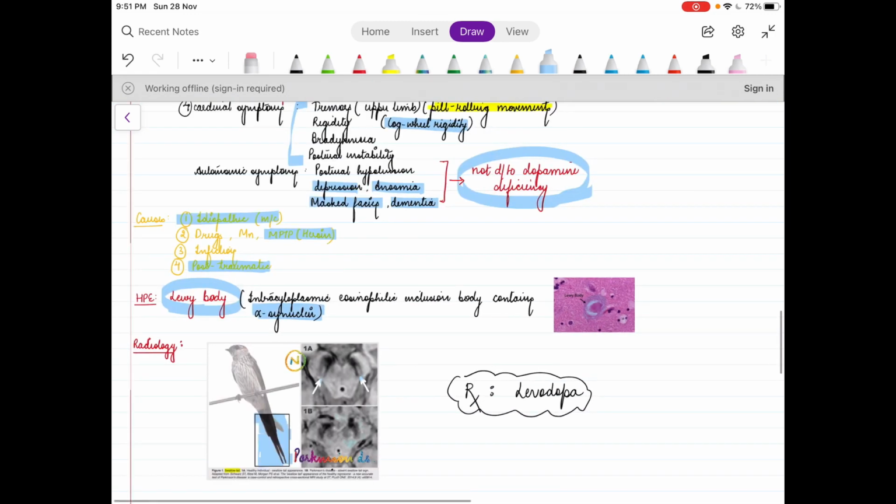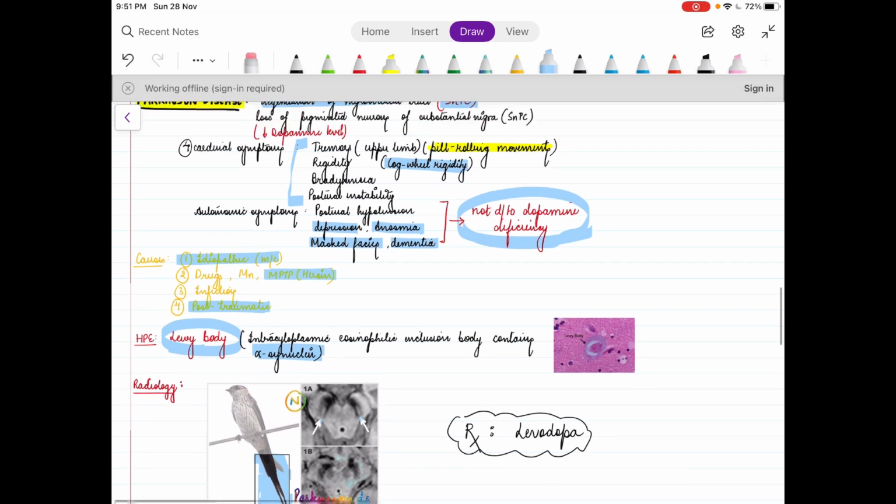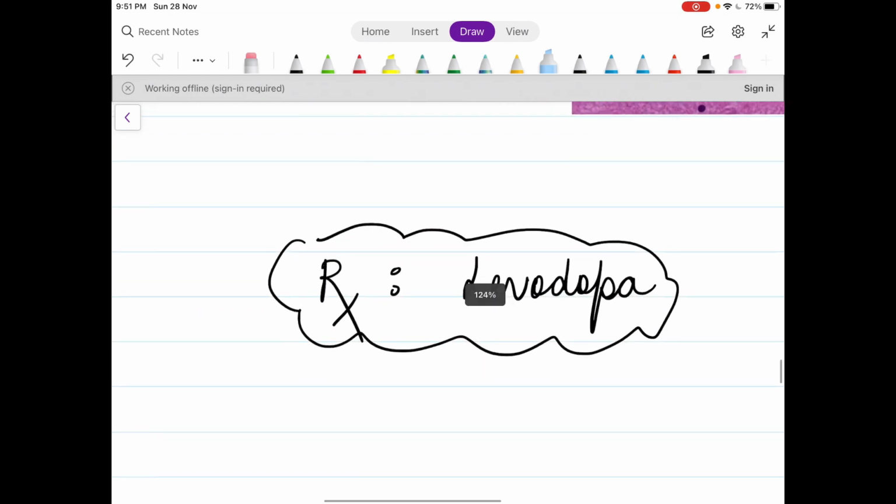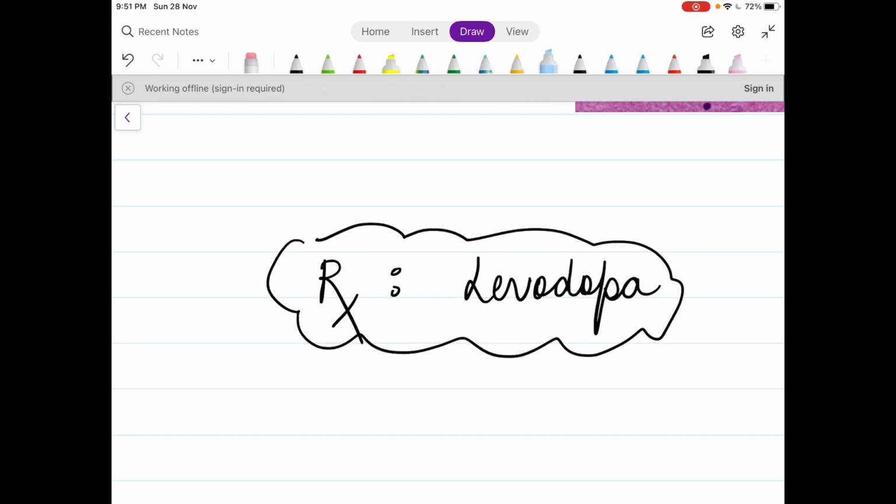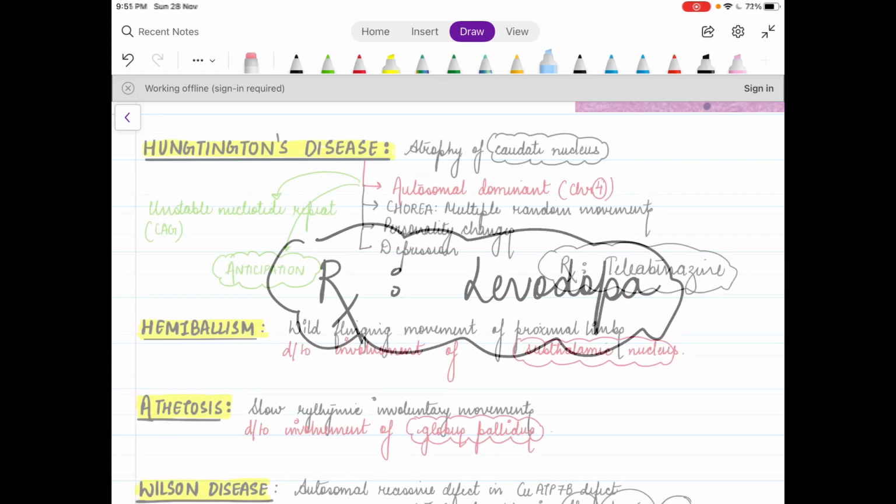The treatment of Parkinson disease is hugely dependent on a drug known as levodopa, a precursor of dopamine, which gets converted inside the brain into dopamine and is responsible for symptomatic treatment. This drug is referred to as the gold standard treatment of Parkinson disease.